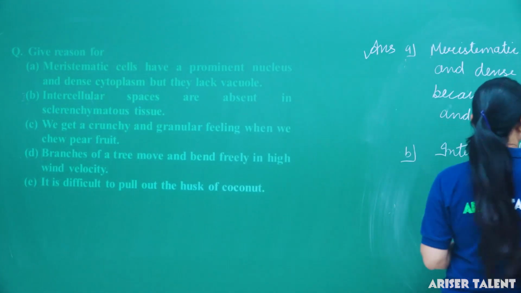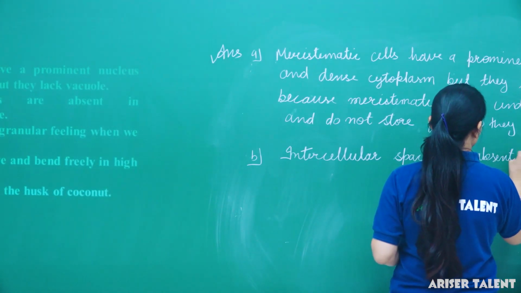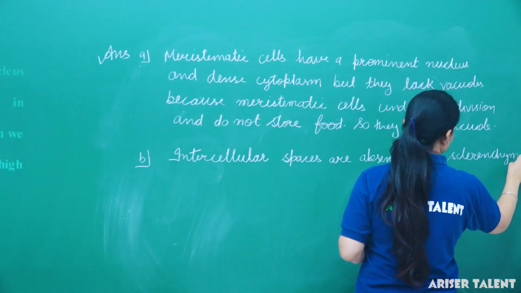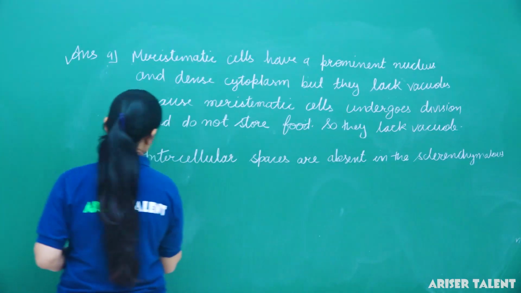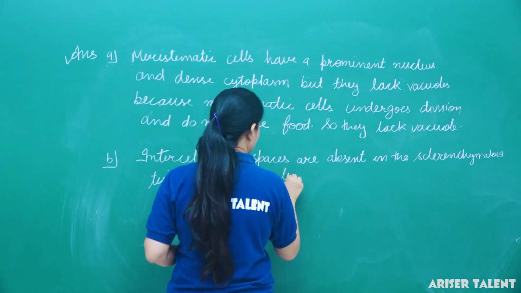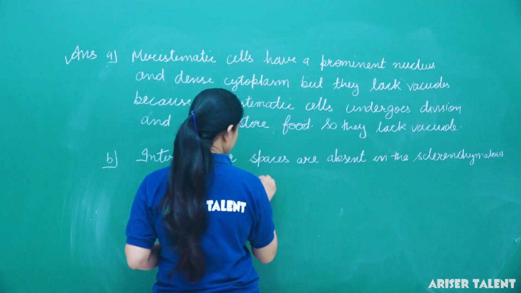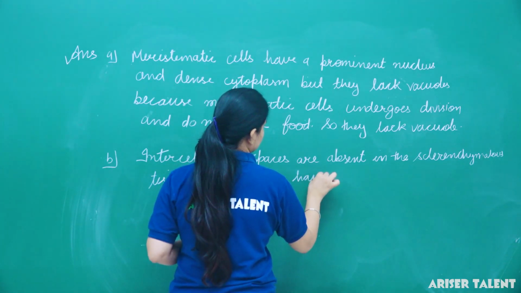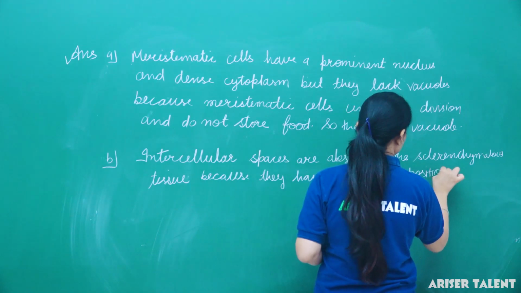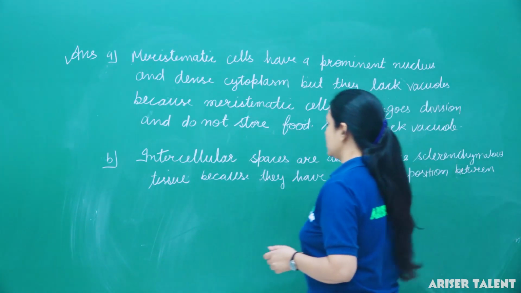Intercellular spaces are absent in the sclerenchymatous tissues because of lignin deposition, or we can mention because they have lignin deposition in between the cells.